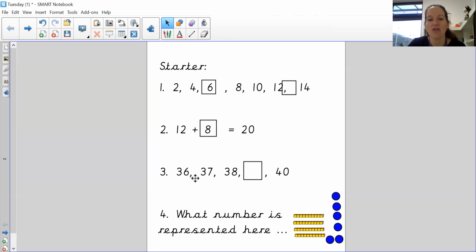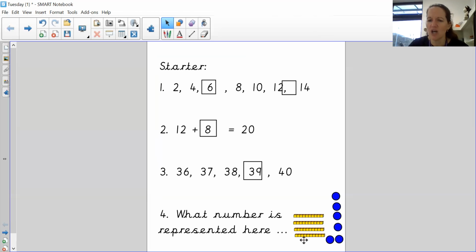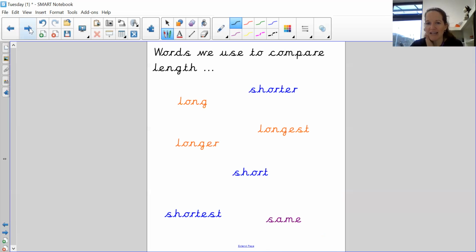Okay. What about here? 36, 37, 38. Well done. If you had said 39. Well done. So fantastic. And the last one, which number do I have here? So let's count my 10s. 1, 2, 3, 4. So I know I have 4 10s and how many ones? 1, 2, 3, 4, 5, 6. So I have 4 10s and 6 ones. So then my number would be 46. Well done. So mark those, give them a tick if you've got them correct, okay?